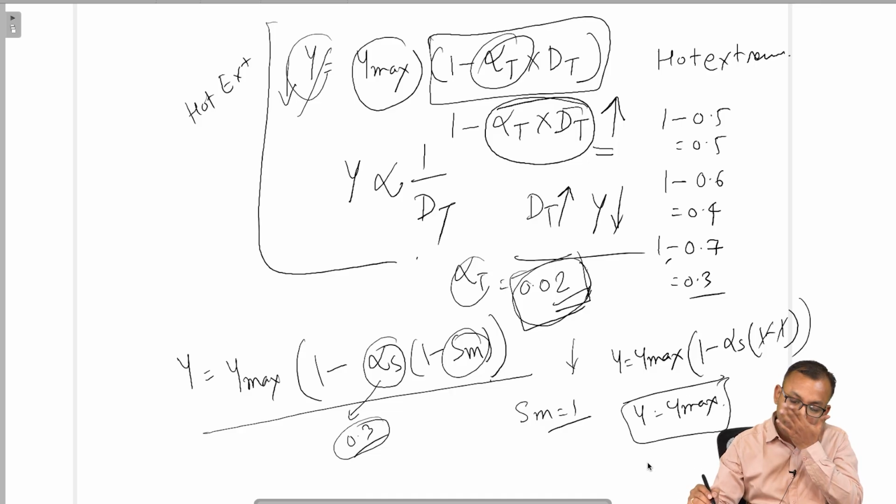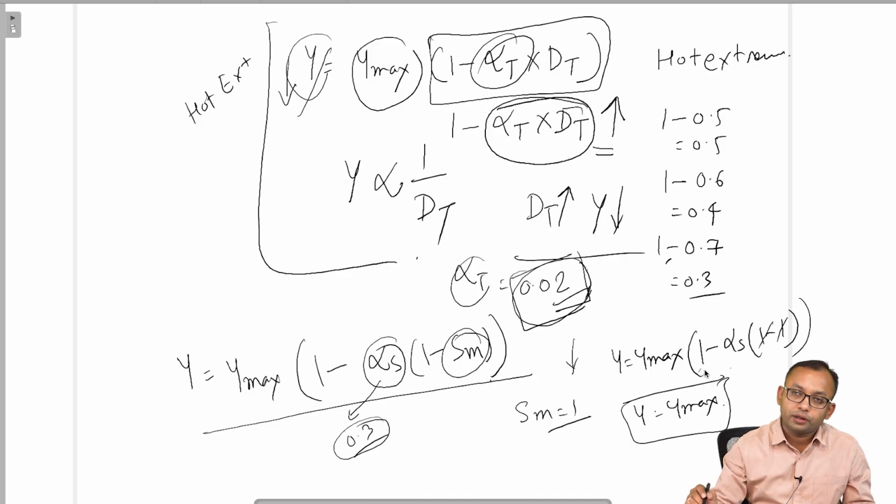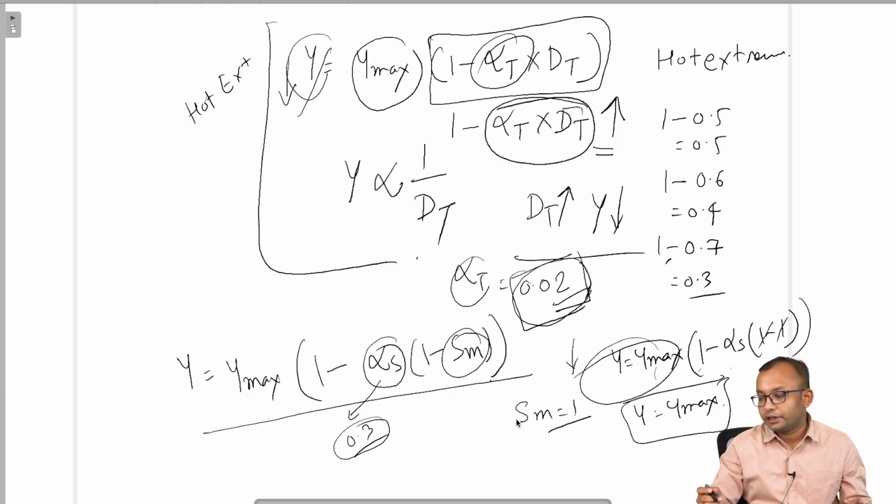So if you take, let us say, 0.9, that will be lower value. If we are taking lower value, it will be higher difference from 1, and therefore you will have lower yield compared to the y max conditions.